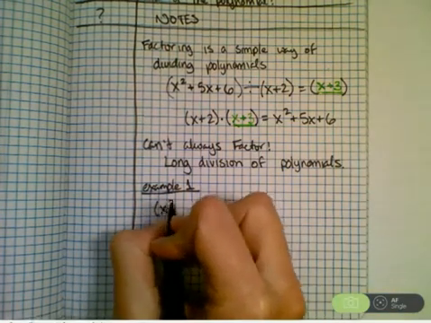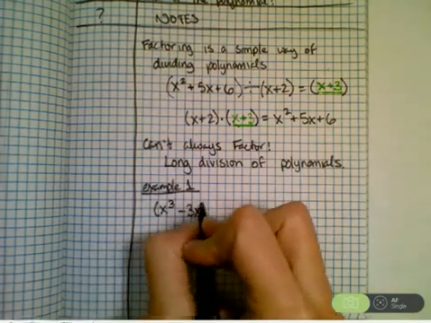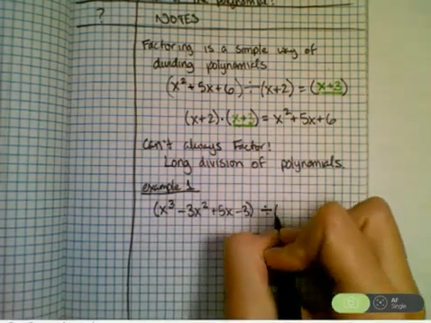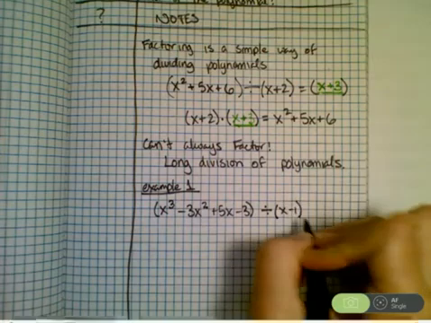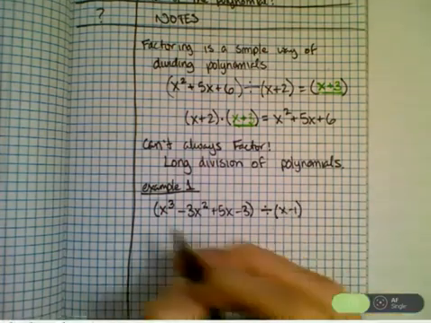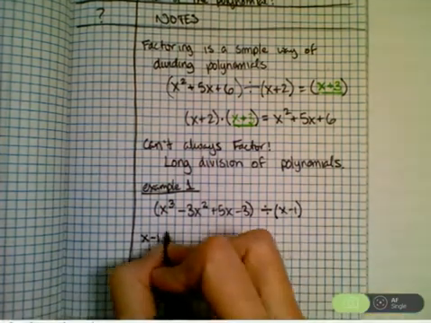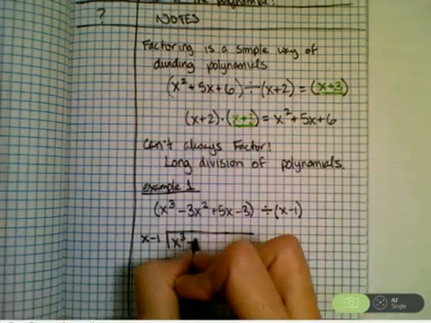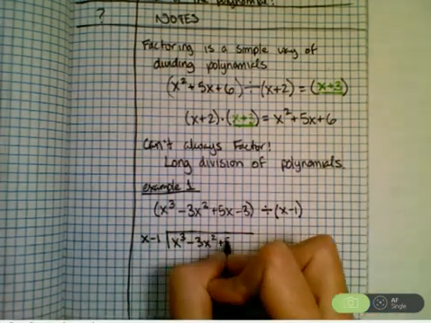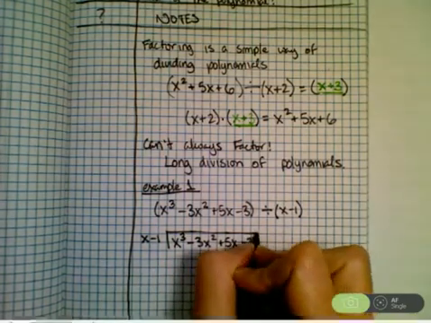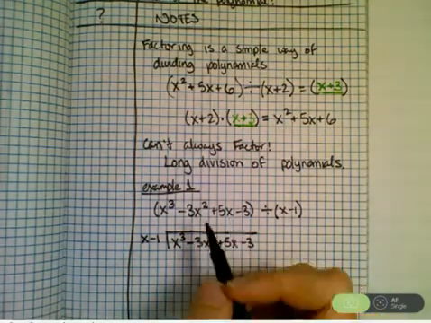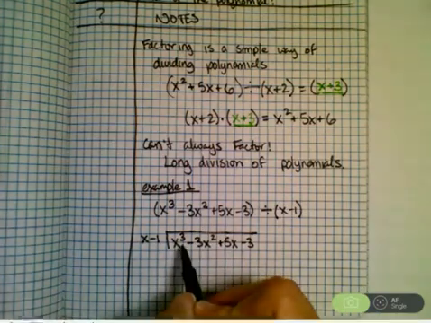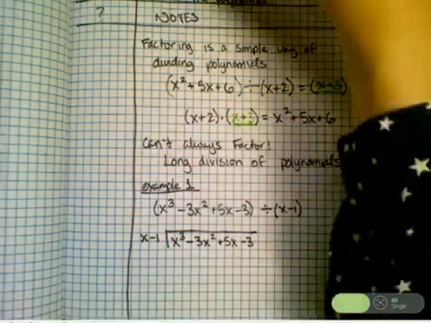We have x cubed minus 3x squared plus 5x minus 3, and we're going to divide that by x minus 1. So what we want to do is put this x minus 1 on the outside of our division box, with x cubed minus 3x squared plus 5x minus 3 inside. Just like with division of numbers, when you look at how many times the first number goes into the first term, we're going to do the same thing when we're dividing polynomials.